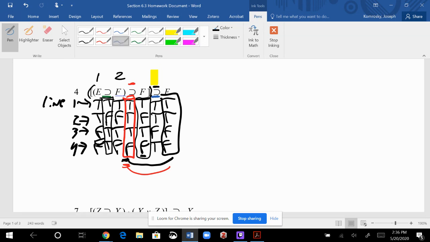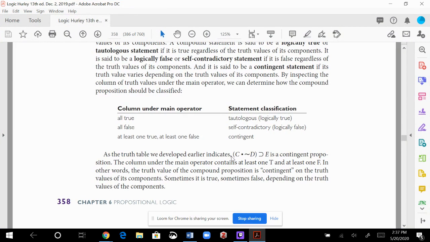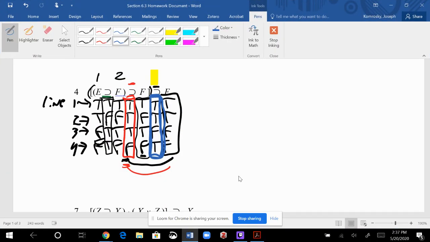So since that's our main operator, we know that that guy right there would be how we classify our statement. So if we do that, we have a couple trues, we have at least one false. So let's go back up, right? And let's look. At least one true and at least one false. So the whole thing is contingent, right?